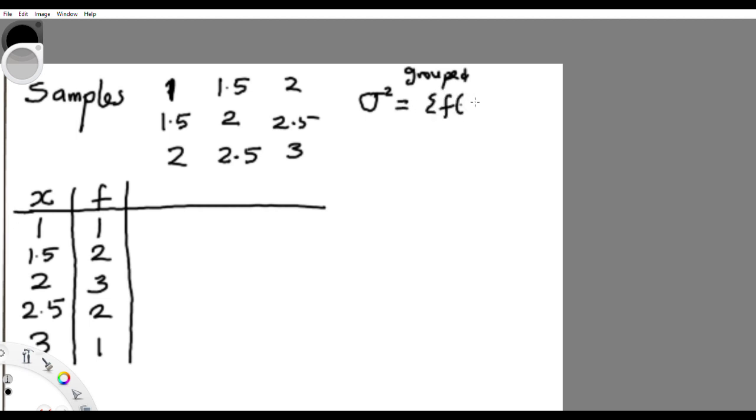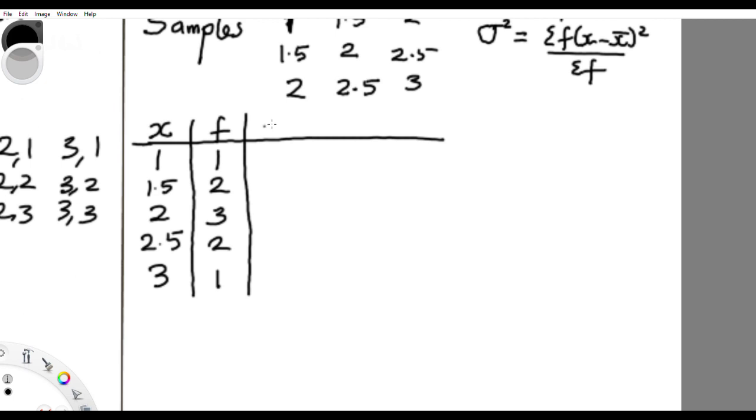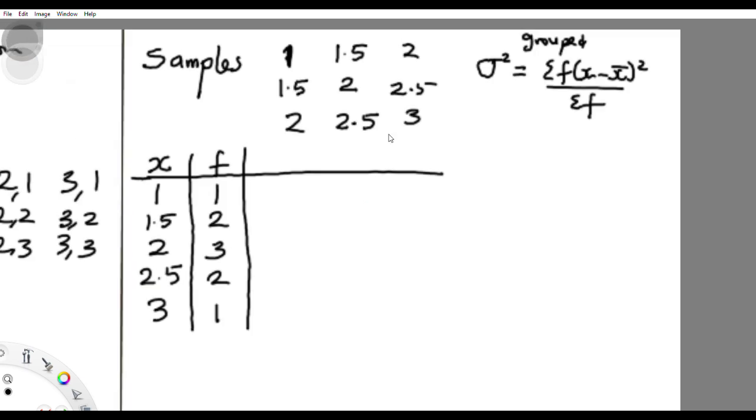Summation of f times (x minus x bar) squared all over summation of f. Yeah, you got it right. Okay, now, and if you didn't get it right, yeah, that's a good way to quickly recollect. Now let's continue. We need to know x.